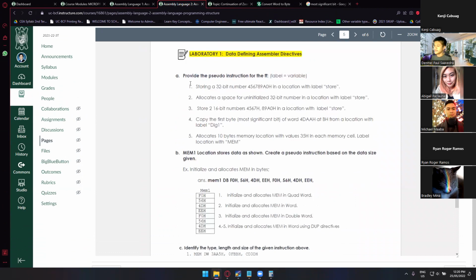So in here, just provide pseudocode instruction for the following. So in here, label is equal to variable. So storing a 32-bit number 456898A0H in a location with label stored.